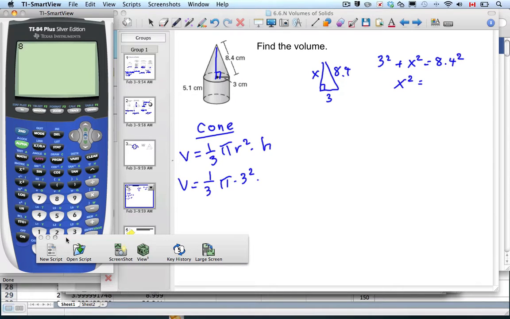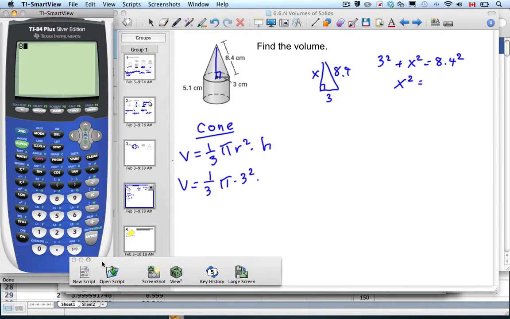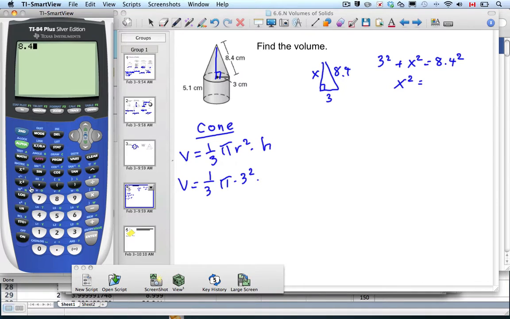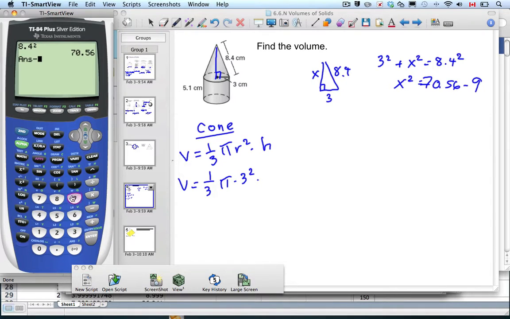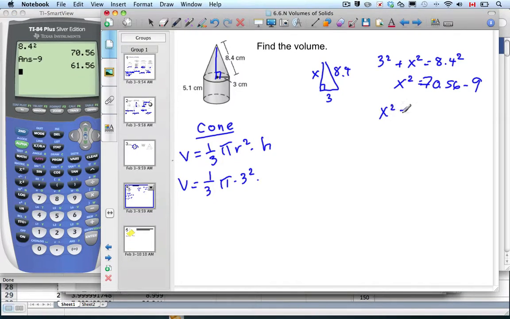I love Pythagorean theorem. So we know x squared equals 8.4 squared, which is 70.56, minus 9. All right, so x squared is 61.56. Now, if we were to take the square root of it, we would end up with a plus or minus. But it's a height, so we only need the positive value. So it's always going to be the positive value.